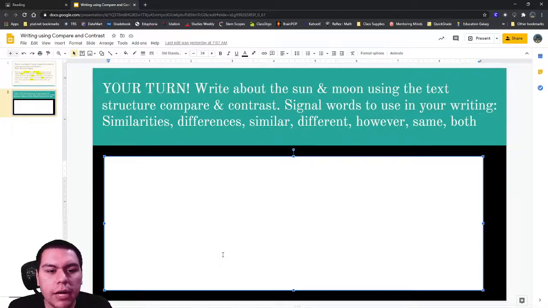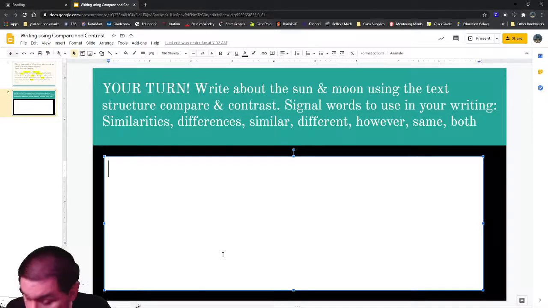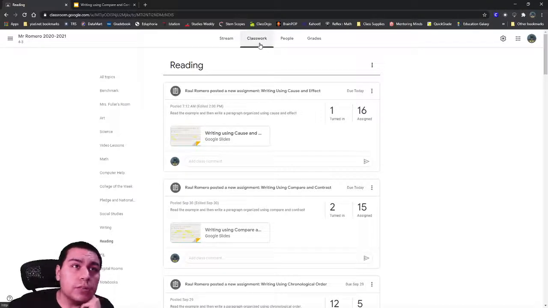You're going to write one paragraph, 4 sentences about two different fruits, whichever two fruits you want to talk about. And you're going to write about them using compare and contrast. Talk about how they are the same and how they are different. When you finish writing the paragraph, you can go ahead and turn in your work. Yes, Jaylene. It's under classwork. The topic is reading, and the assignment is writing using compare and contrast.